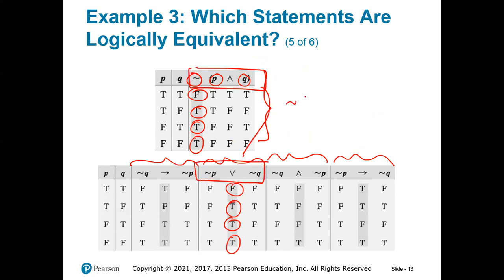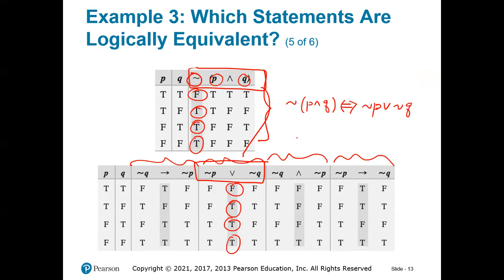So I'm going to say the negation of P and Q is equivalent to the negation of P or the negation of Q. Actually, this is a law. So we're going to see that later on. This is actually a law called De Morgan's law. But I would like you to focus on the process.